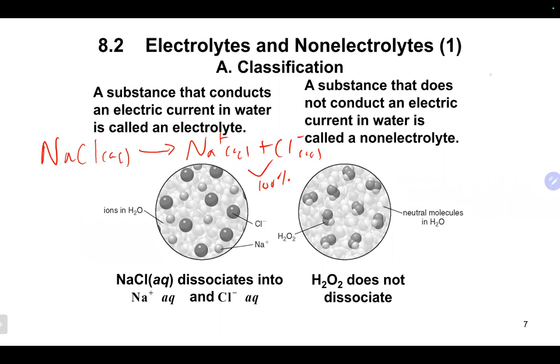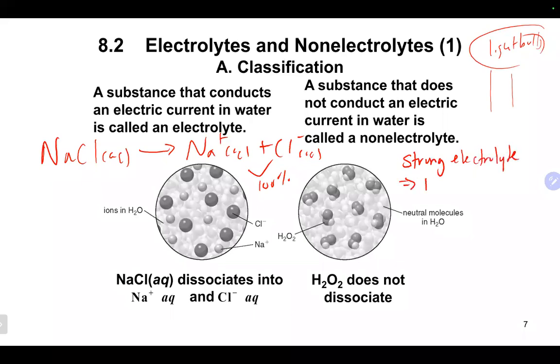Sometimes people do an experiment where they take some electrodes hooked up to a light bulb and put the electrodes in the solution. In the case of a strong electrolyte, it will 100% break apart into ions. And because there are so many ions in that solution, in the light bulb example, it will shine very brightly. So the light bulb will be very, very bright. It will conduct electricity really, really well.